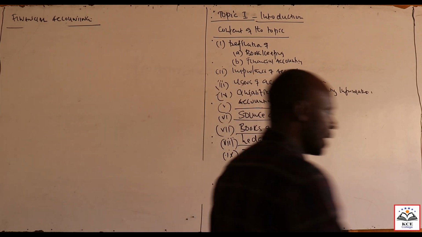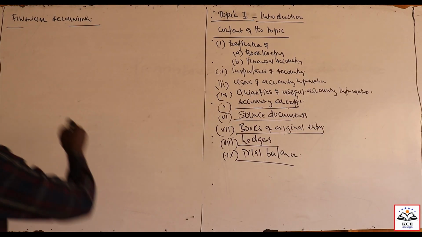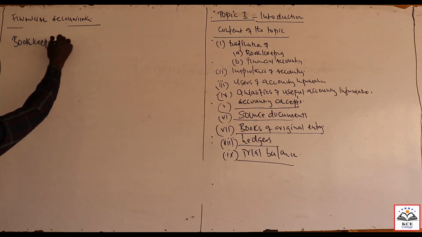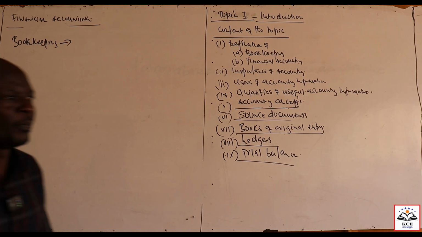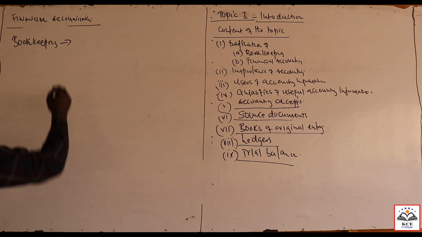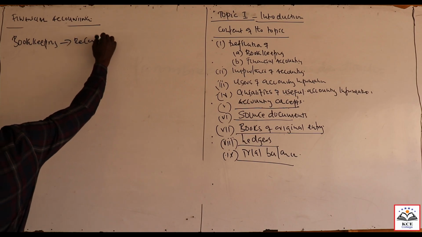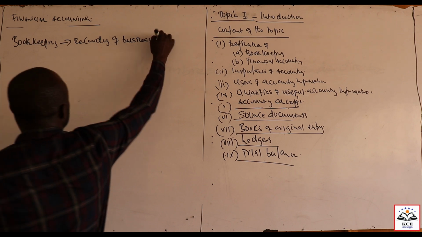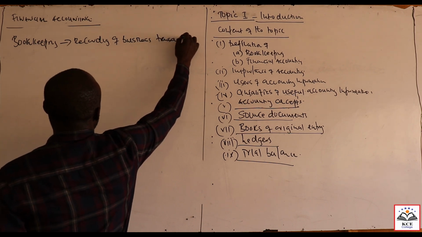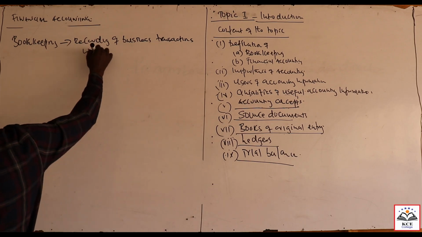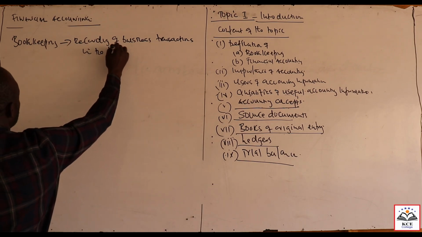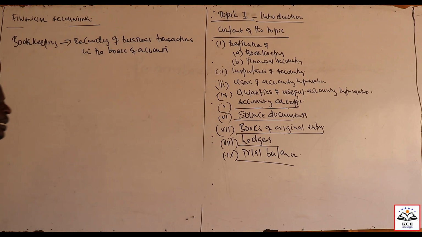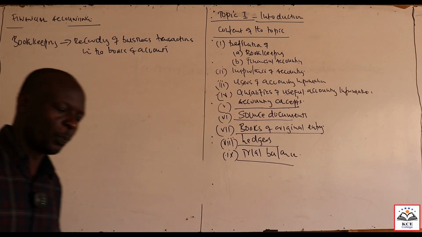So now we go directly to definition of terms. So we have what we call bookkeeping. What is bookkeeping? Bookkeeping simply means the recording of business transactions in the books of accounts, and keeping the records properly.